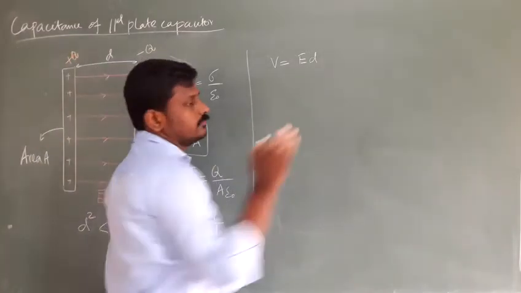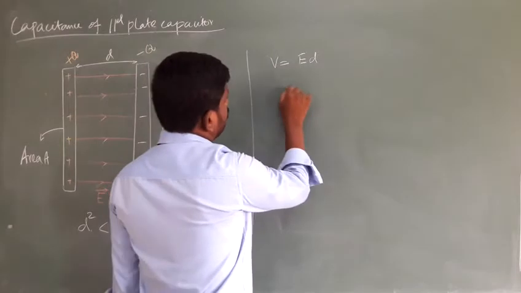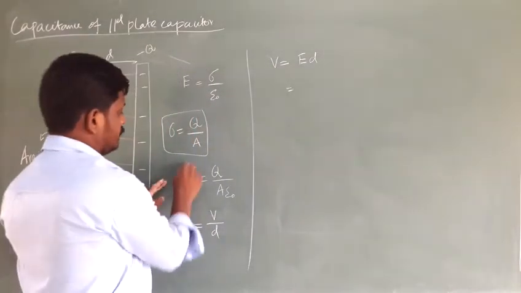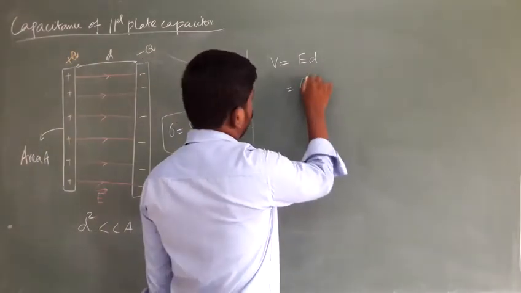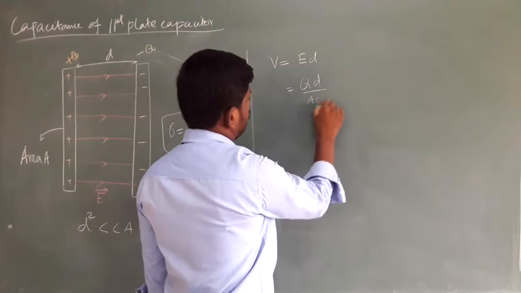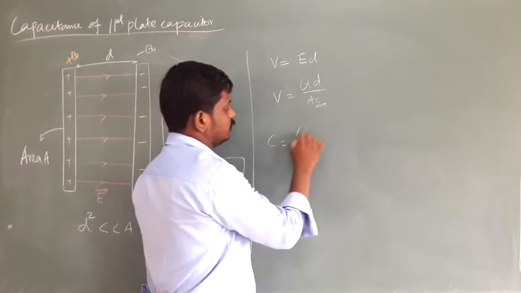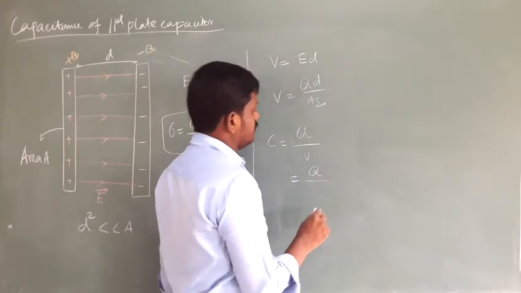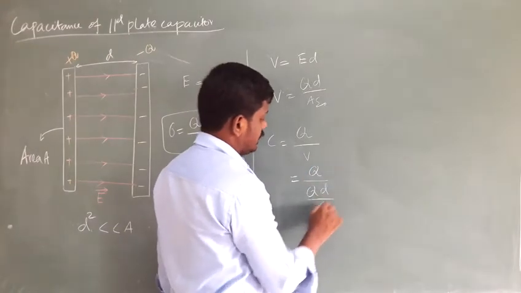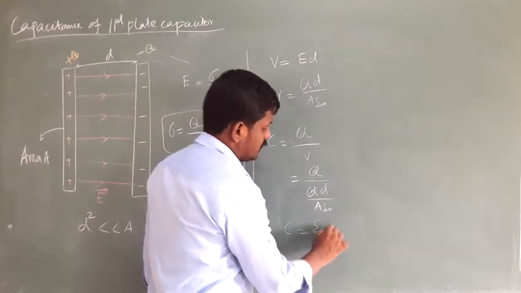Then what is our aim? The capacitance of a parallel plate capacitor. E is equal to Q by A epsilon naught. So substituting E, V is equal to Q D by A epsilon naught. Now what is capacitance? C is equal to Q by V. Already we know V, so substitute: Q by V is equal to Q by (Q D by A epsilon naught). Q cancels. C is equal to epsilon naught A by D.